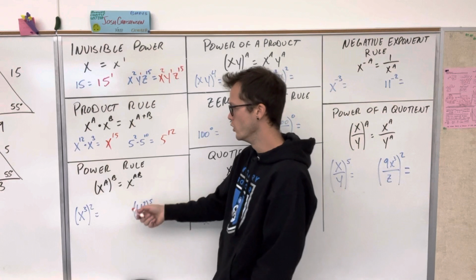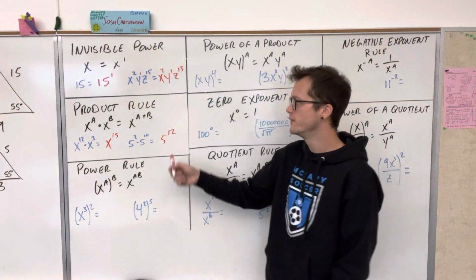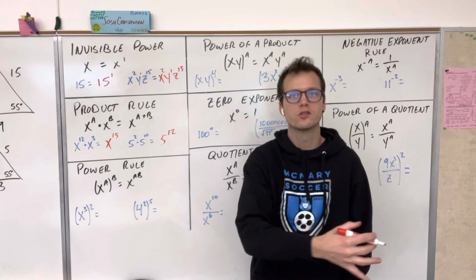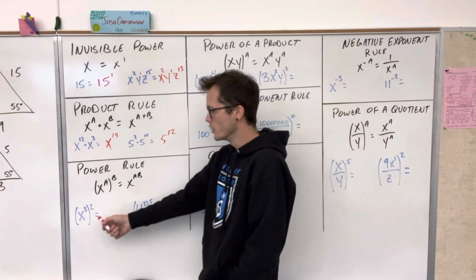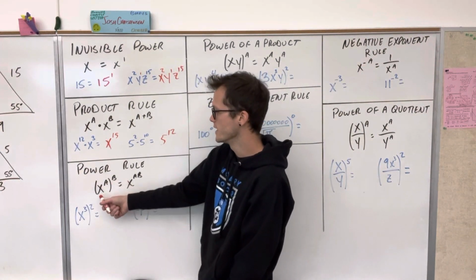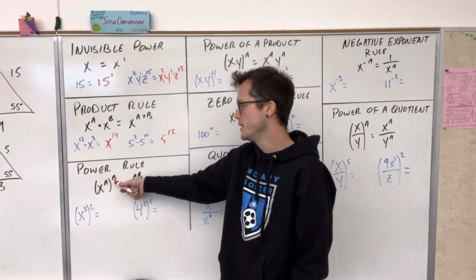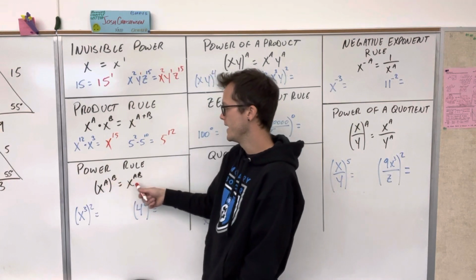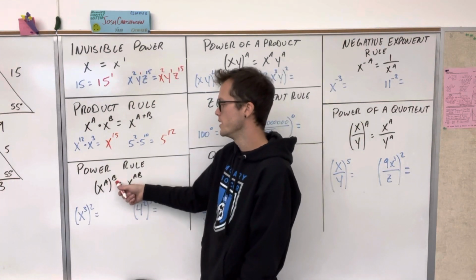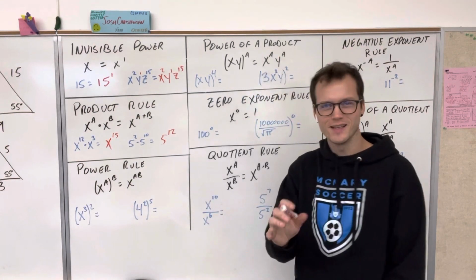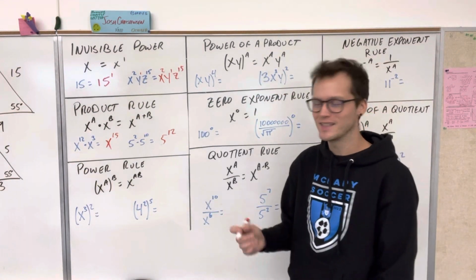Okay, power rule. This one we've touched on. It's really just a variation of the product rule, but there's an additional shortcut to the shortcut, which is kind of fun. So here, the rule itself says x to the a power, if that whole thing is also raised to the b power, you can just multiply a times b. So x to the a to the b power is the same thing as x to the a times b power. And I know that sounds really clunky and complicated, but in practice, it's not so bad.